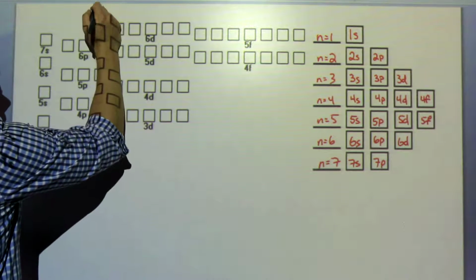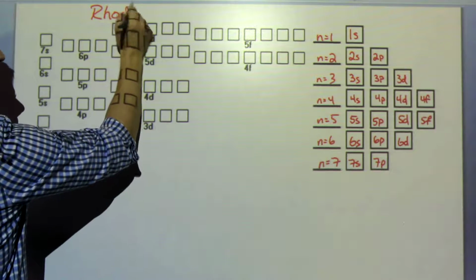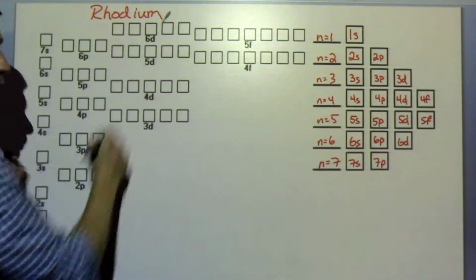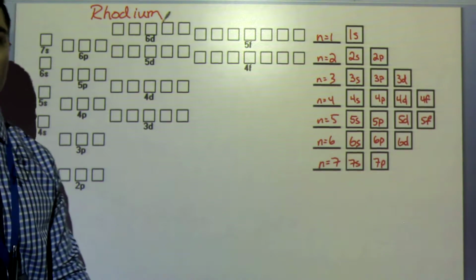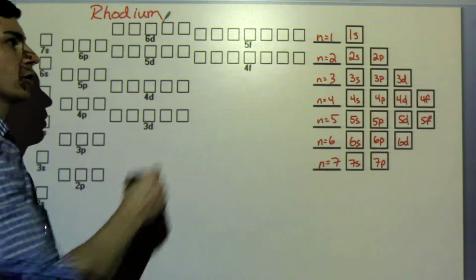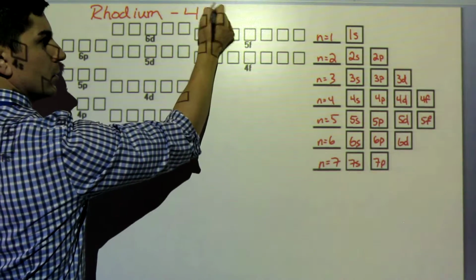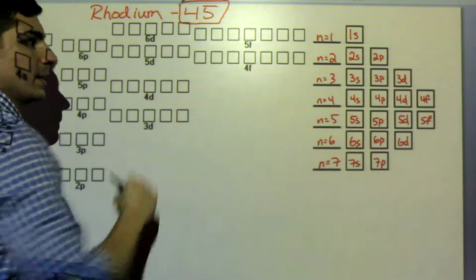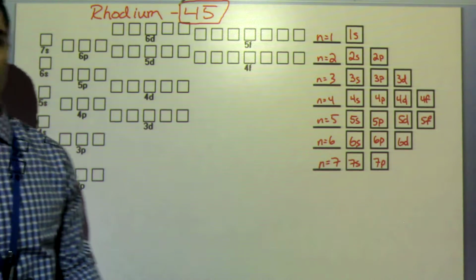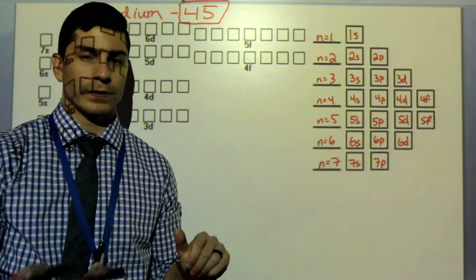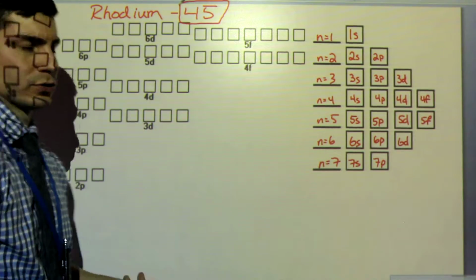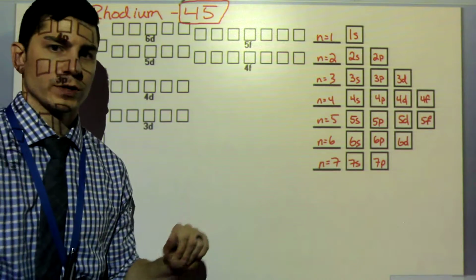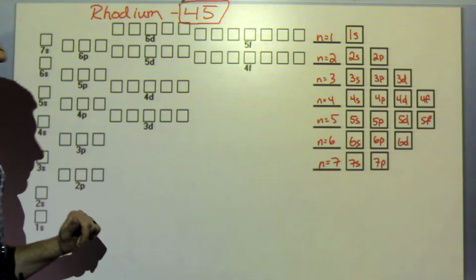I figure we would start with rhodium. If you look at your periodic tables, our chemical symbol for rhodium is capital R, lowercase h, and our atomic number for rhodium is 45. If you recall, our atomic number is our number of protons, and don't forget we always want our number of protons and electrons to be equal. So if we have 45 protons, we also want 45 electrons.